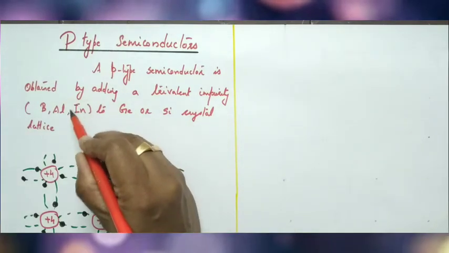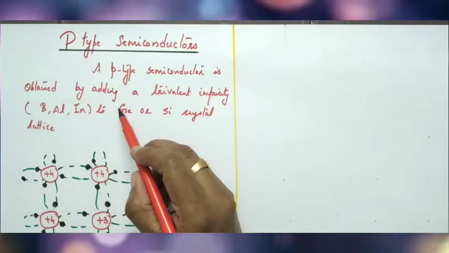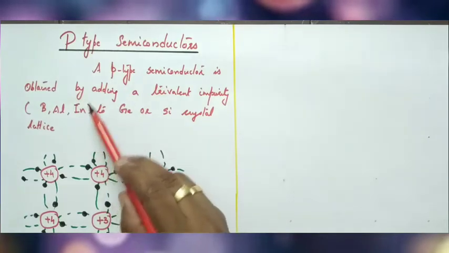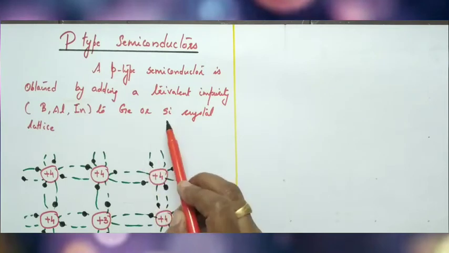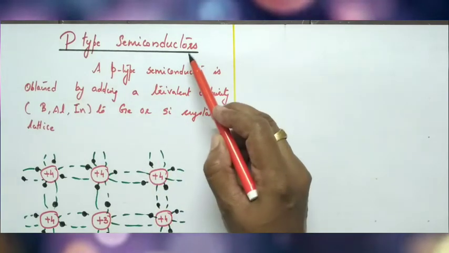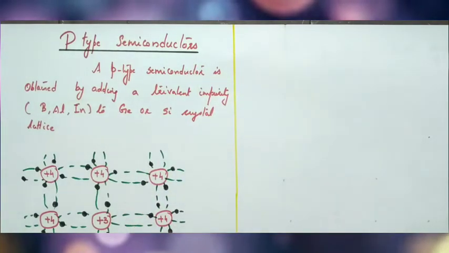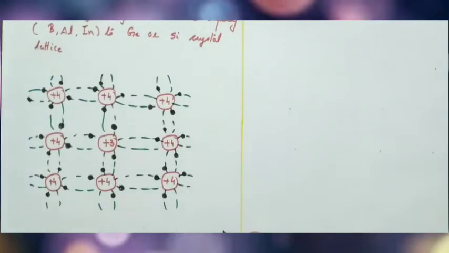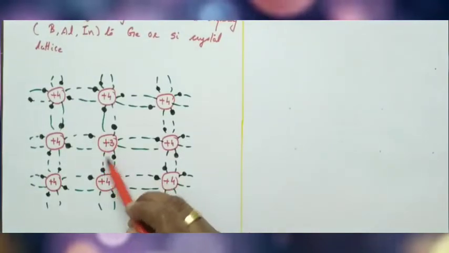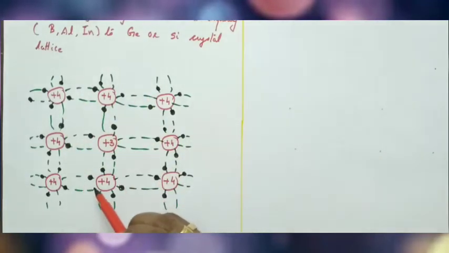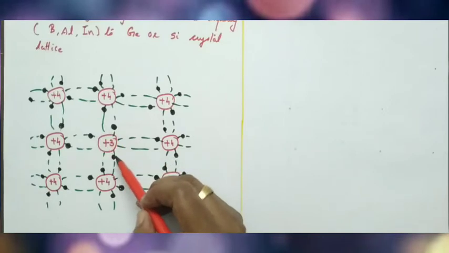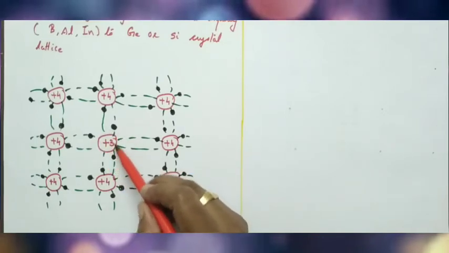A trivalent impurity means it has 3 electrons in the outermost shell. Such atoms, when added to the germanium or silicon crystal lattice, give a p-type semiconductor. Now, +3 represents the trivalent impurity. When this is added to the silicon or germanium crystal lattice, what happens? It has 3 electrons in the outermost shell. So these 3 represent the 3 electrons of the trivalent impurity.